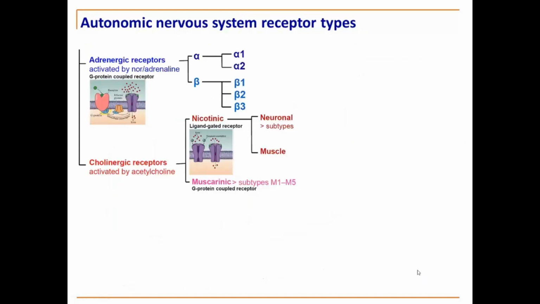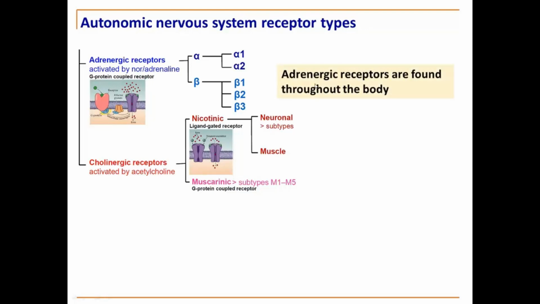So if we're looking at a summary of those various receptor types, you're thinking about the adrenergic receptors. They're alpha and beta, split into alpha 1, alpha 2, beta 1, 2, and 3. All very important because different drugs work at different receptors and therefore have different effects. The cholinergic receptors are activated by acetylcholine. They can either be muscarinic, M1 to M5, or nicotinic, where they're either the neuronal subtype or the muscle subtype. So all the stuff that we've just gone through.